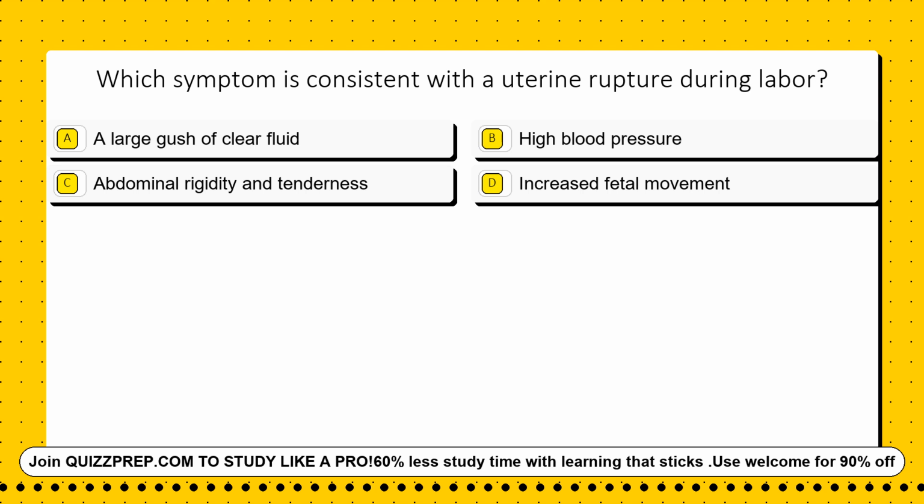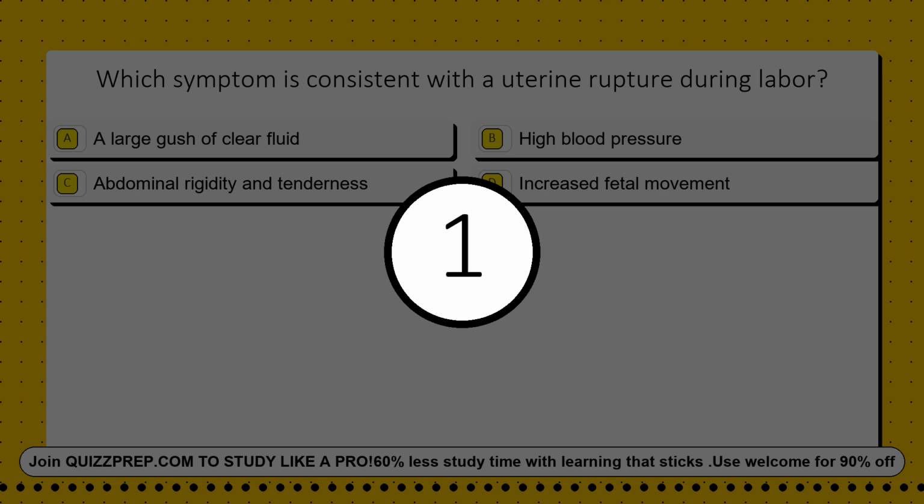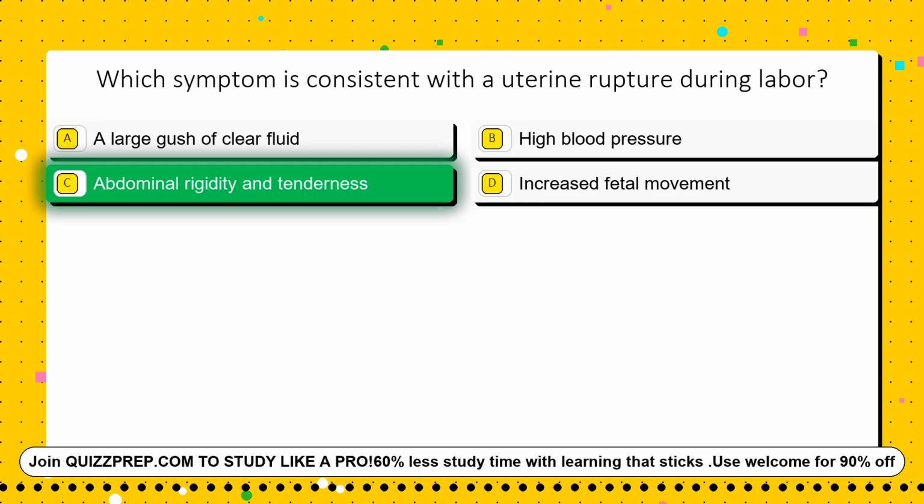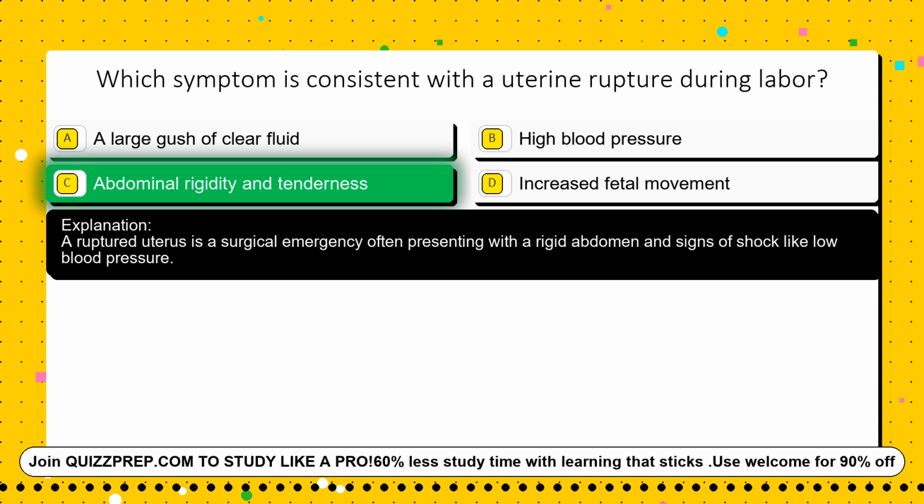The correct answer is option C. Abdominal rigidity and tenderness. A ruptured uterus is a surgical emergency often presenting with a rigid abdomen and signs of shock like low blood pressure.